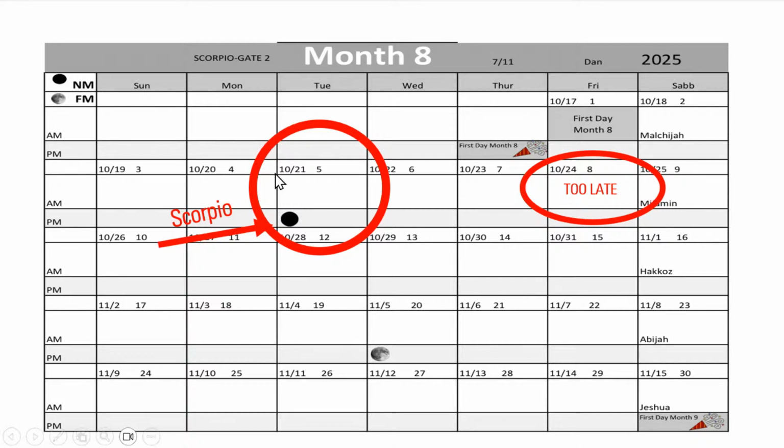All right. So I hope that you're seeing the pattern that I'm showing you, so we can verify what month we're in. And I just showed you that those people who intercalated, their 8th month doesn't start until October 24th. And so their 8th month is too late for the 7th month where the moon is, okay?